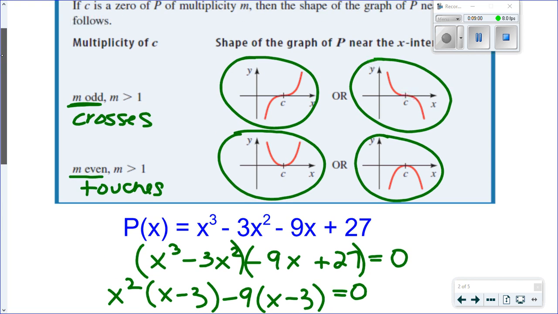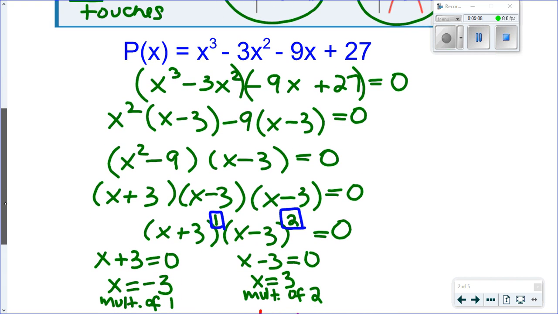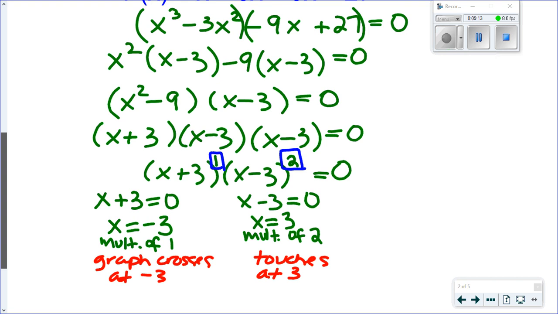All right, so that's what I mean by the multiplicity. So here when we were talking about m being odd and m being even, m would be the exponent on the factors. Now, usually when we write the zeros, we don't typically write multiplicity of 1, it's kind of understood already. But if a zero has a multiplicity of 2, that would not be typically understood, so you would want to write x equals 3 with a multiplicity of 2.